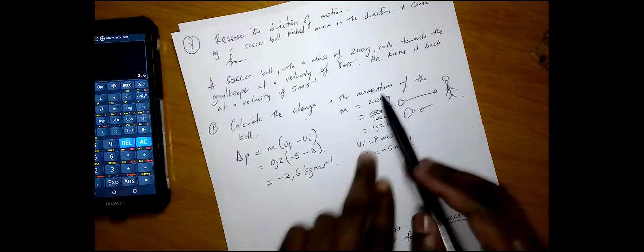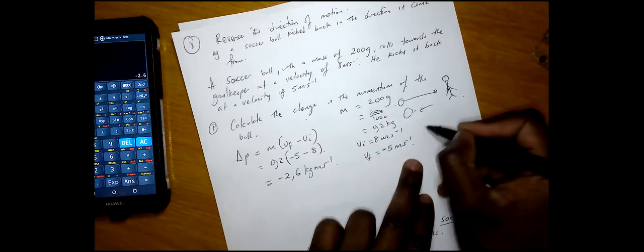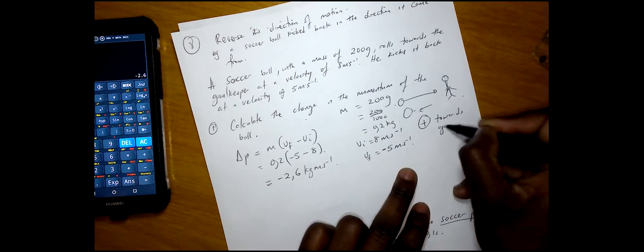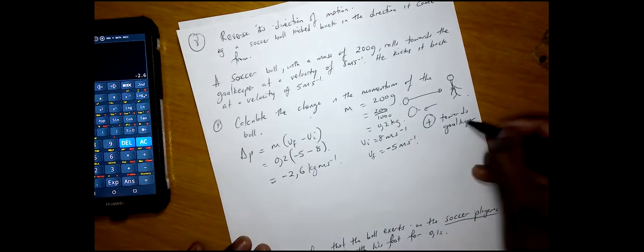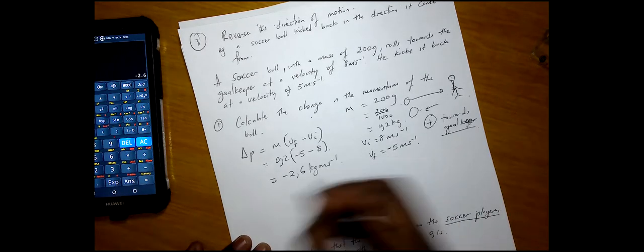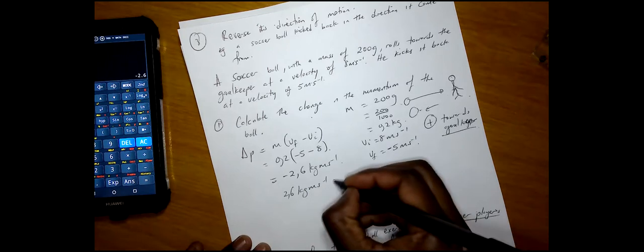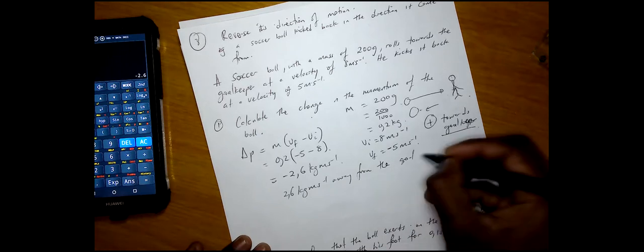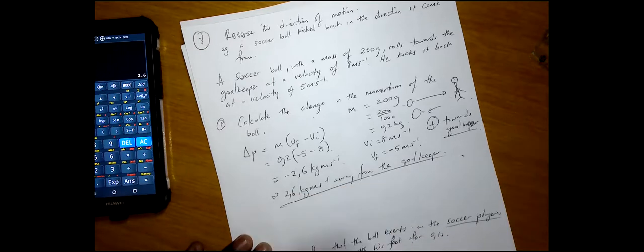Here, remember, we choose positive to be towards the goalkeeper. You understand? Towards the goalkeeper. So it means that when it's negative, it is 2.6 kg meters per second away from the goalkeeper. Okay, that's our final answer here.